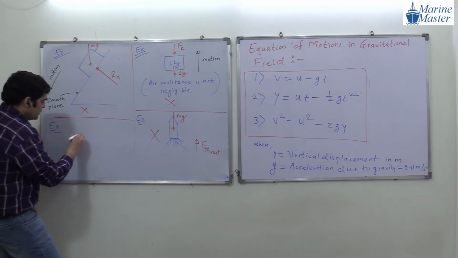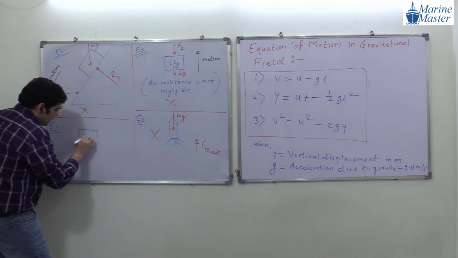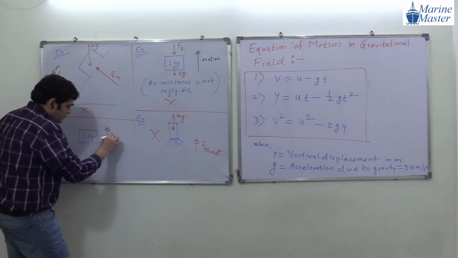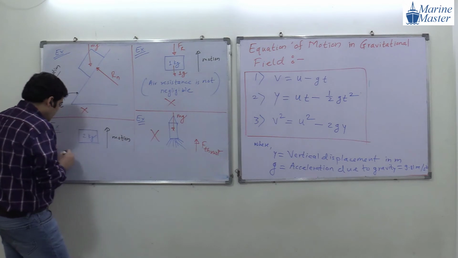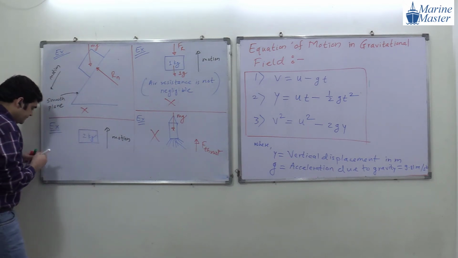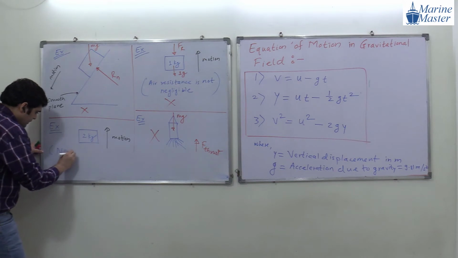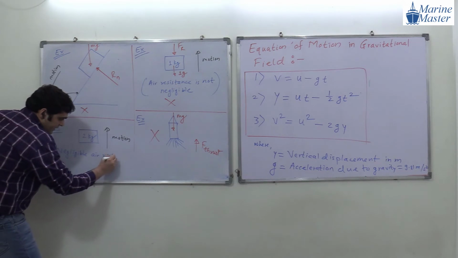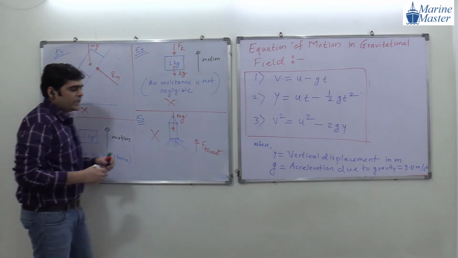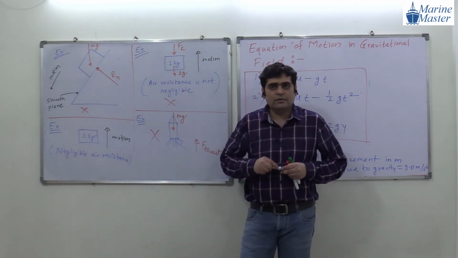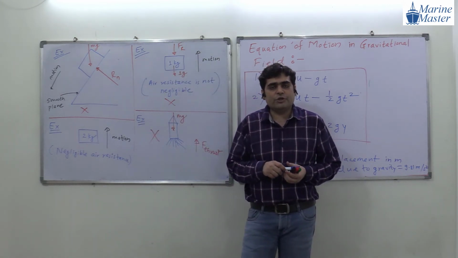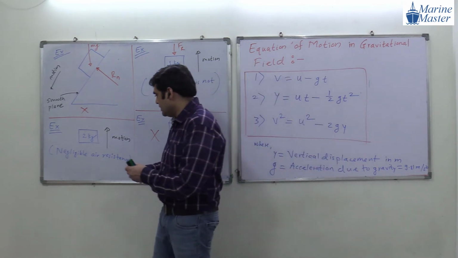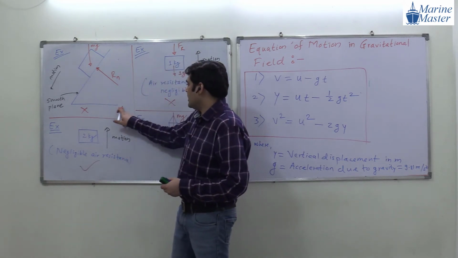This is one object of 2 kg mass. The 2 kg mass is going up, with negligible air resistance. Now in this scenario, can we apply equation of motion in gravitational field? Yes, here we can apply equation of motion in gravitational field. So here not, here not, here not.